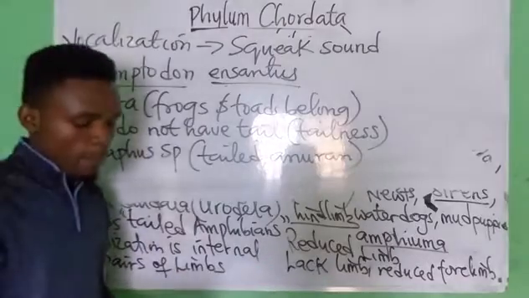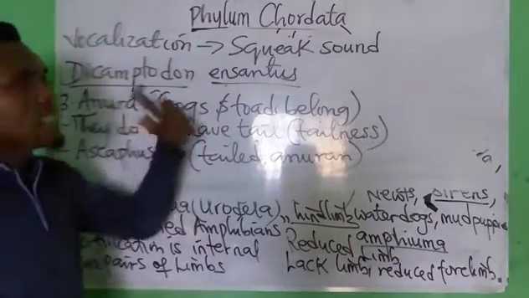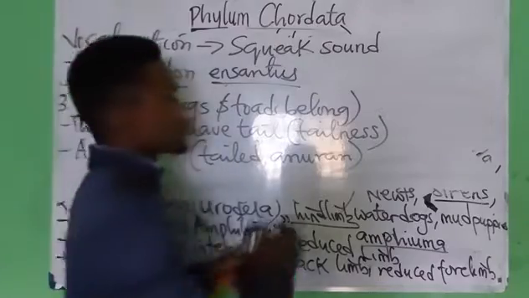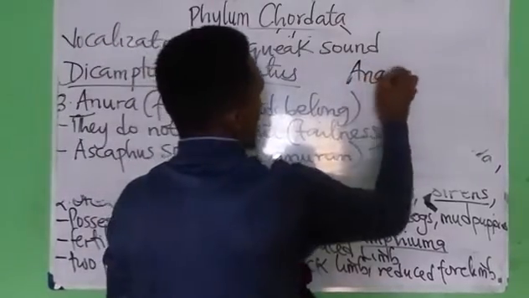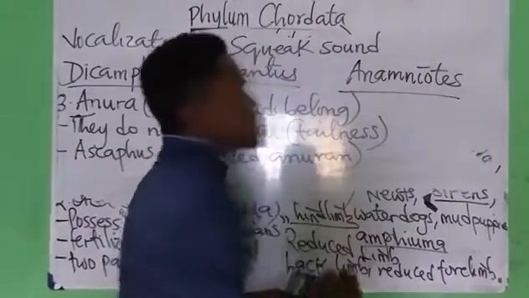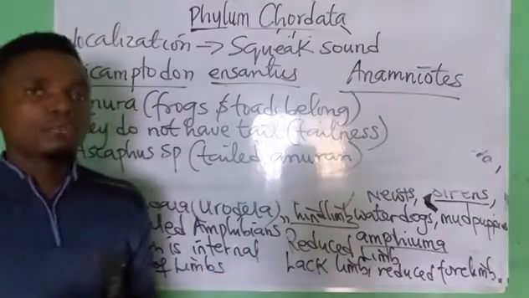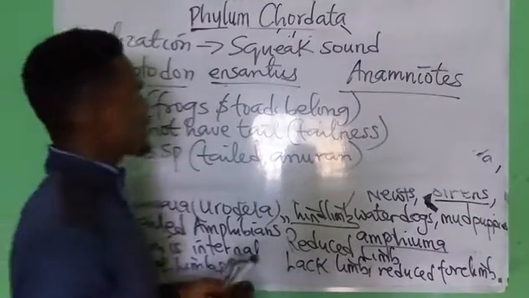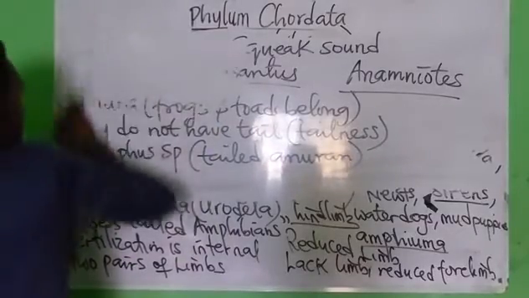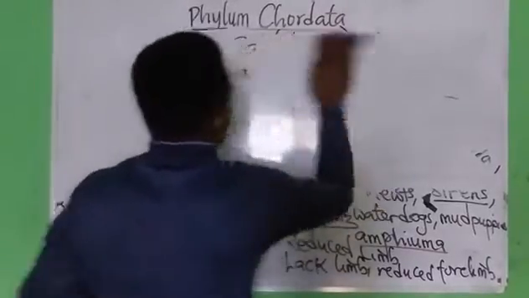All right. So I told you they are anamniotes. Yeah, I'll use the word anamniotes. They are anamniotes because they produce anamniotic eggs without amniotic fluid. Take note of that. Now let us discuss the amniotes.